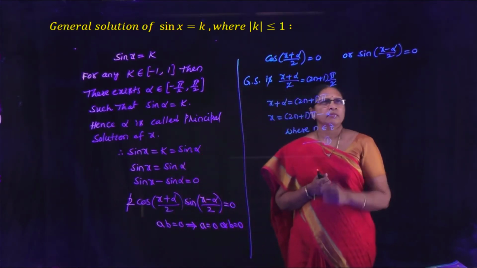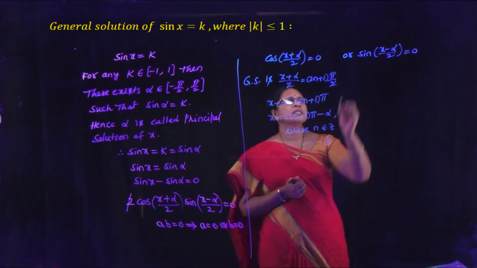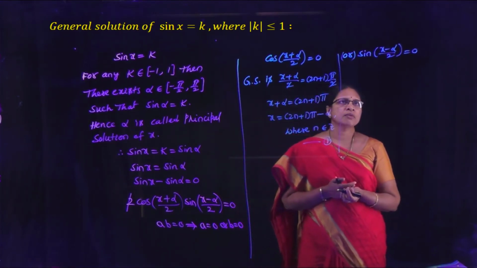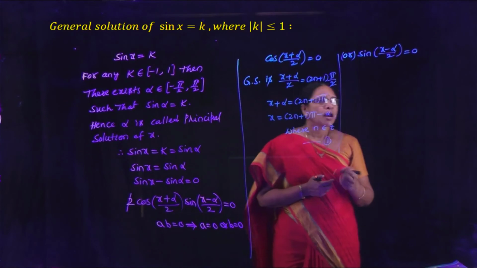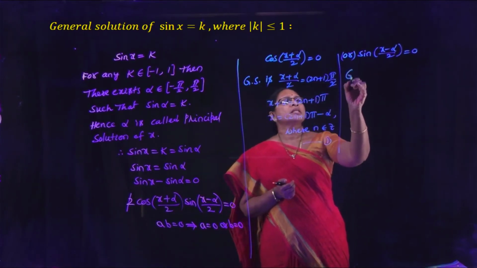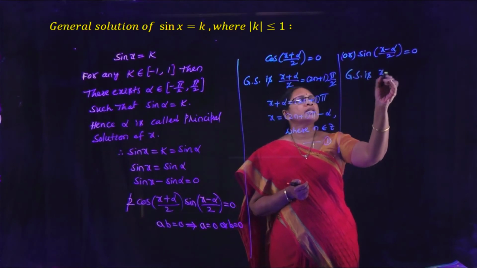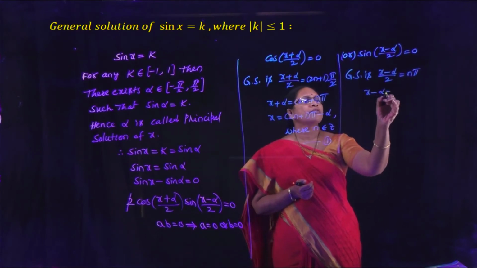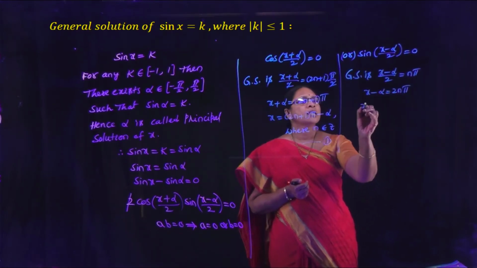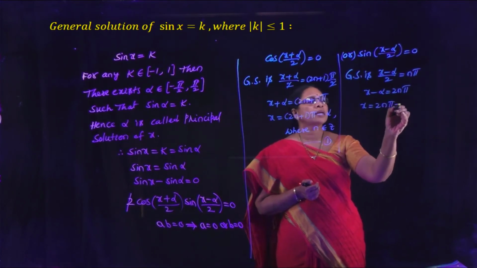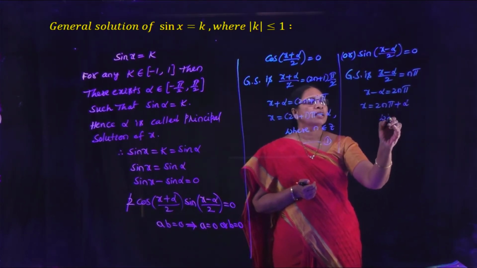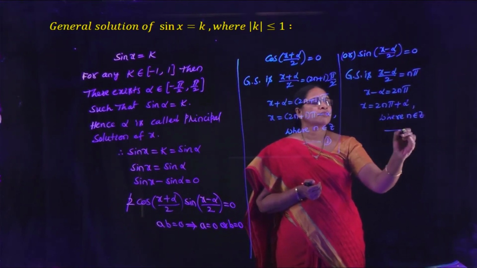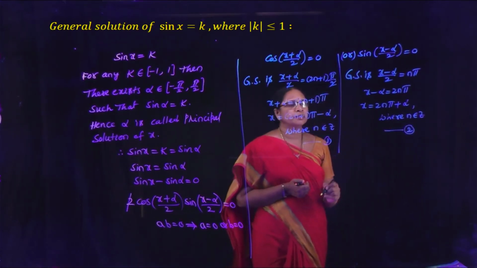Next, we have sin x minus alpha by 2 is equal to 0. We know that the general solution for sin x equal to 0 is x equal to n pi. Apply this formula. We get the general solution is x minus alpha by 2 is equal to n pi. X minus alpha is equal to 2n pi. X is equal to 2n pi plus alpha, where n belongs to z. Treat it as equation 2.